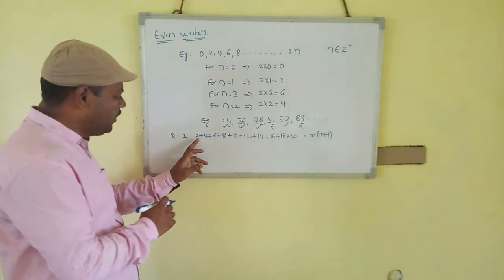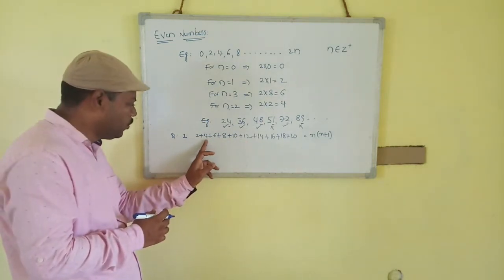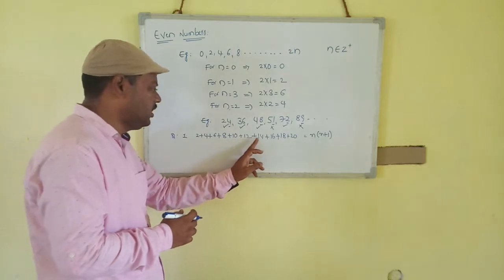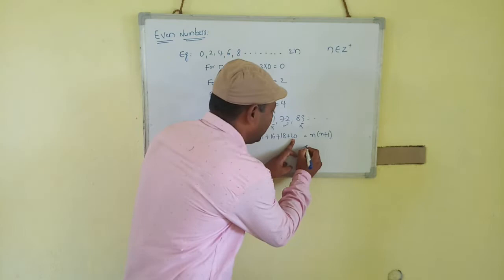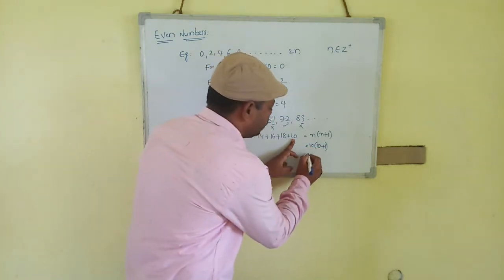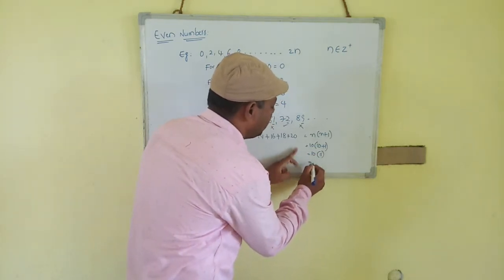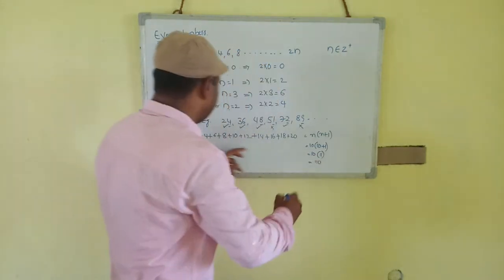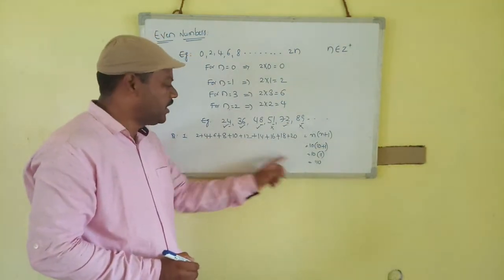Okay, how many even numbers are here? Count: 1, 2, 3, 4, 5, 6, 7, 8, 9, 10. 10 even numbers. Take n value 10. 10 into 10 plus 1, so 10 into 11. 10 elevens are 110. Suppose if you do the addition up to 20, you will get 110.